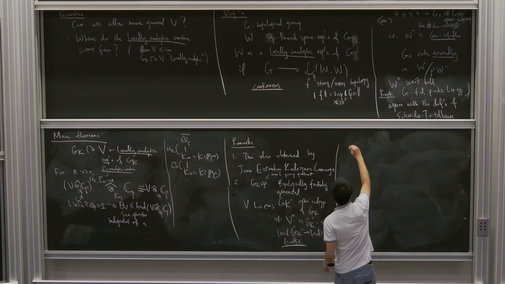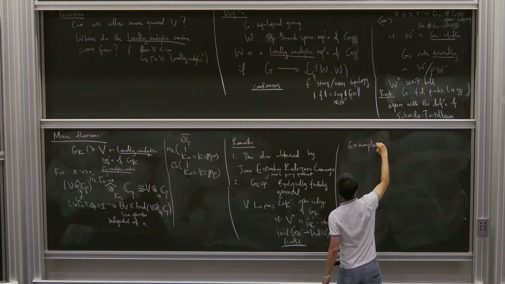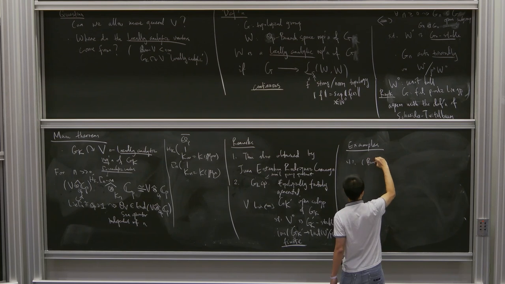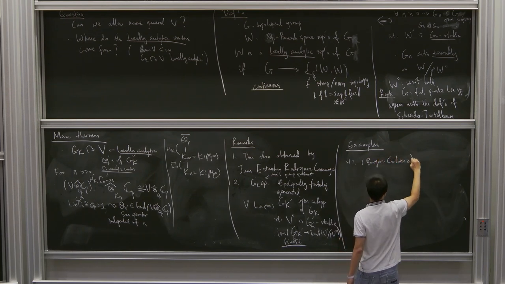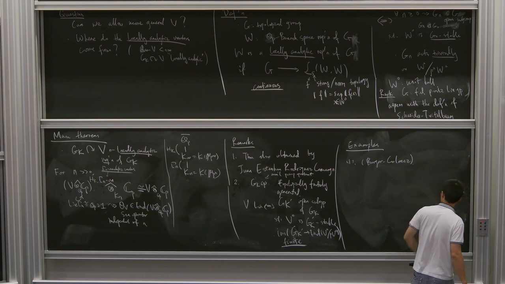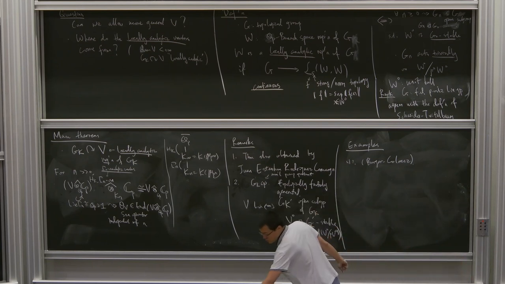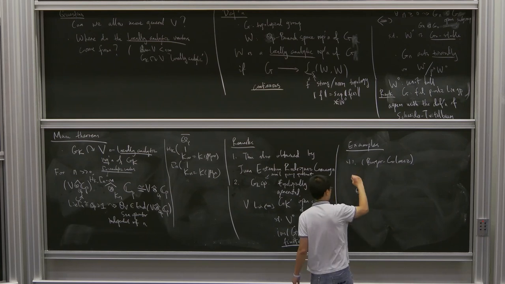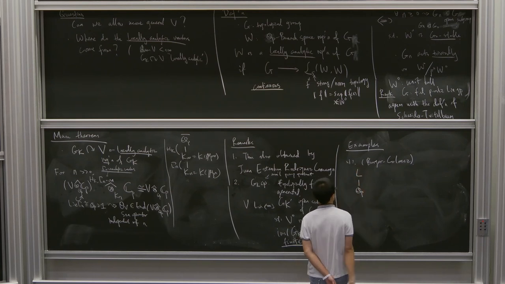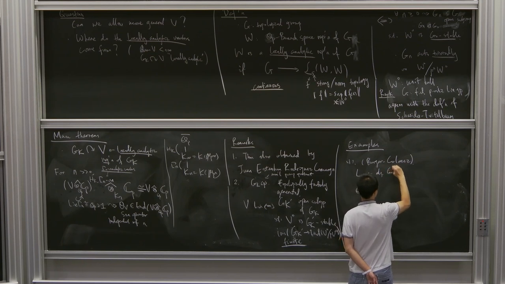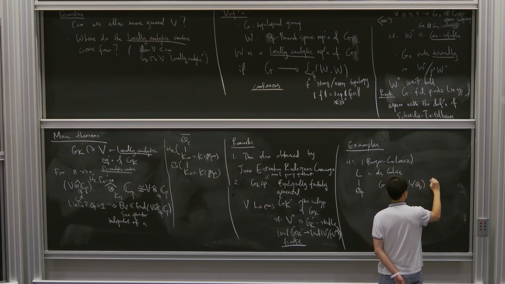Examples. The first example, which I learned in the paper of Colmez, is that using this you can give a direct proof of a classical theorem of Sen. What do I mean by this? The setup is as follows. Let me just take K to be Q_p and take an infinite Galois extension L, such that the Galois group is a finite dimensional p-adic Lie group.